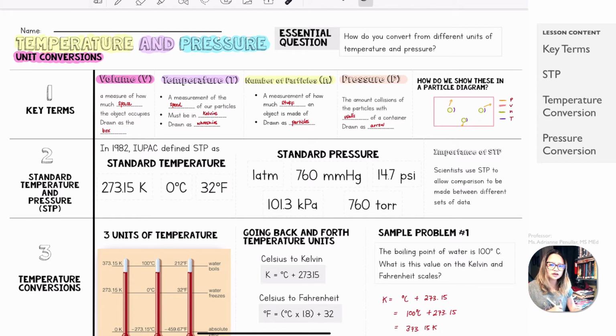Standard pressure varies a lot, depending on the scientist you're speaking with. It can be 1 atmosphere, 760 millimeters of mercury, 14.7 psi, which is pounds per square inch, 101.3 kPa, which is kilopascals, and 760 torr. Just remember that all of these are equal to the same thing. They're just different units that mean the same thing.